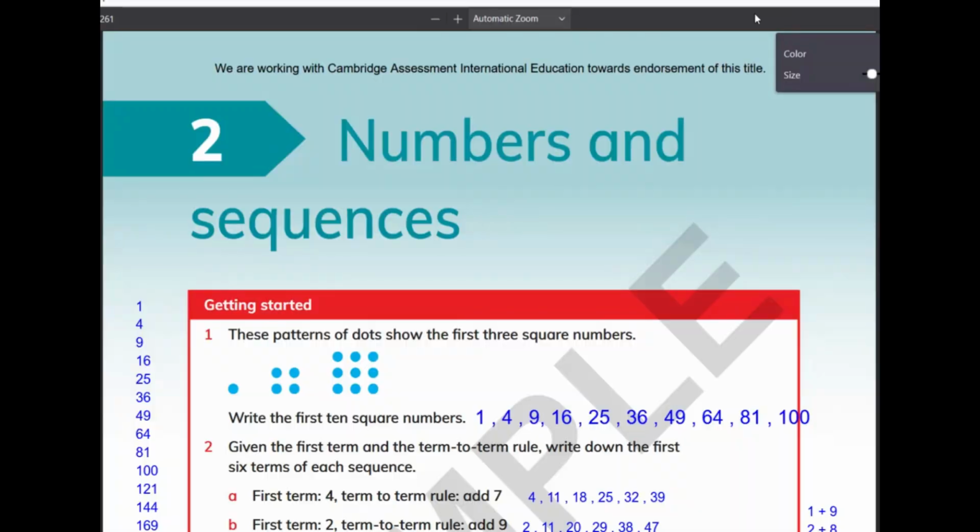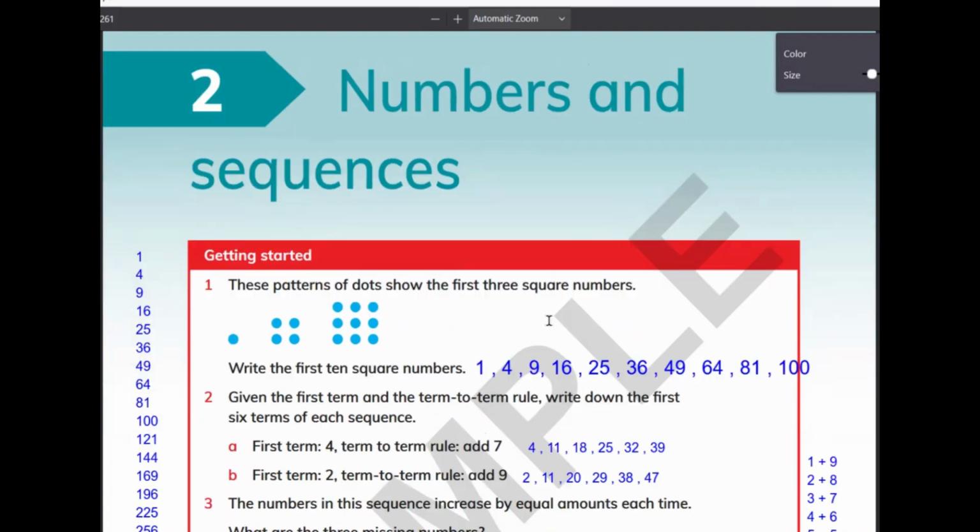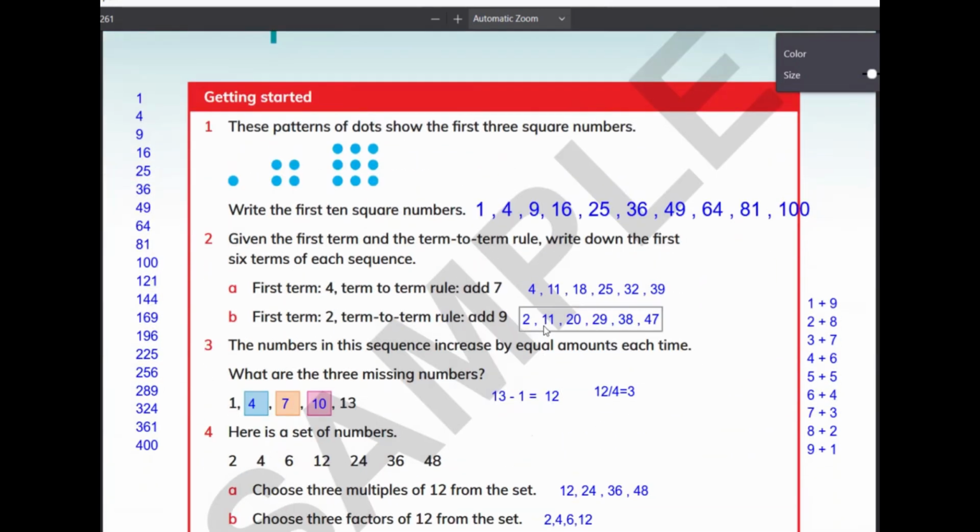Okay, so we're going to continue with Cambridge Primary Mathematics. The checkpoint. We have Unit 2, numbers and sequences. Before we go to Unit 2, let's do the getting started exercise. It's almost all revision from Year 5 and Year 4.